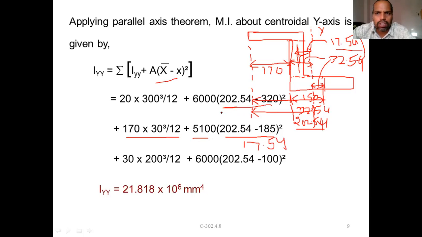So how much did we get? It is 117.46. Nothing but 117.46. And similarly, let us see the third one.